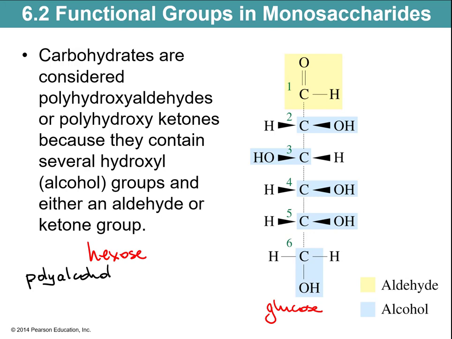But if it's on the end, remember looking at your functional groups, that is an aldehyde. So if there is a double bond oxygen on the end of the chain, and it's always going to be on the first carbon because that's how they would number it, then they know it's an aldehyde. So they would call this an aldohexose. It is a sugar with 6 carbons with an aldehyde on carbon number 1.